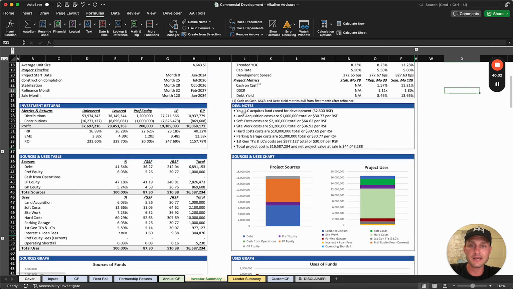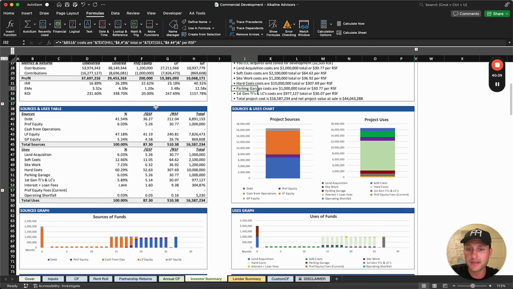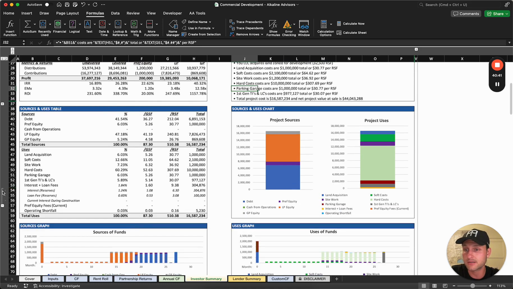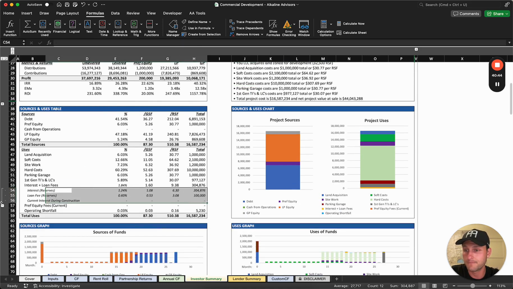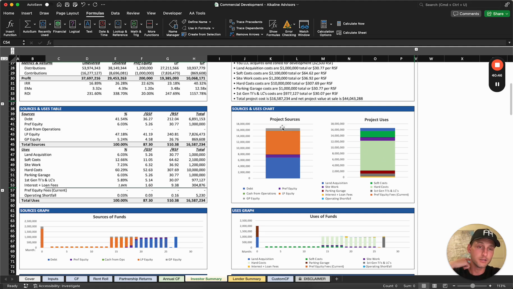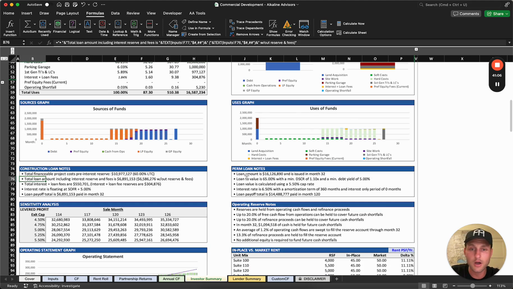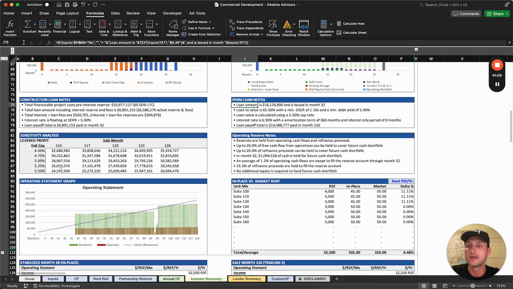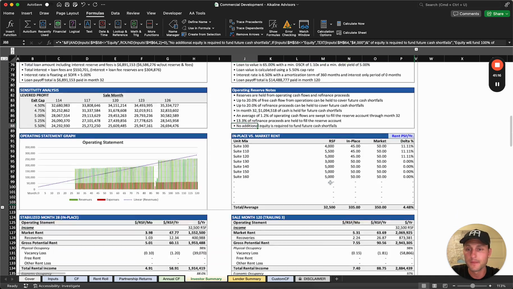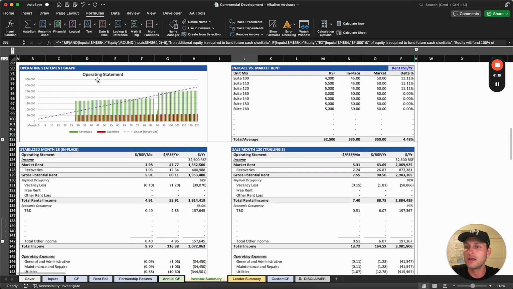Then we have some basic text. This text auto-populates. You can see it's formulaic based on the inputs and assumptions. The sources and uses will update automatically based on the inputs and the assumptions, right? You can see additional inputs and info over here if you want. The charts and the graphs update automatically. Same thing, we have notes on the construction loan and the perm loan. These auto-populate. The sensitivity is mirrored over here from the inputs tab. Operational reserve notes are here. That auto-populates. You have info on the operating statement, the operating statement chart.